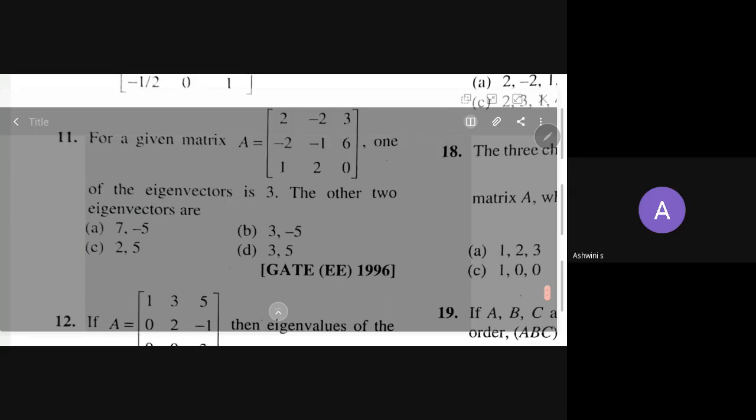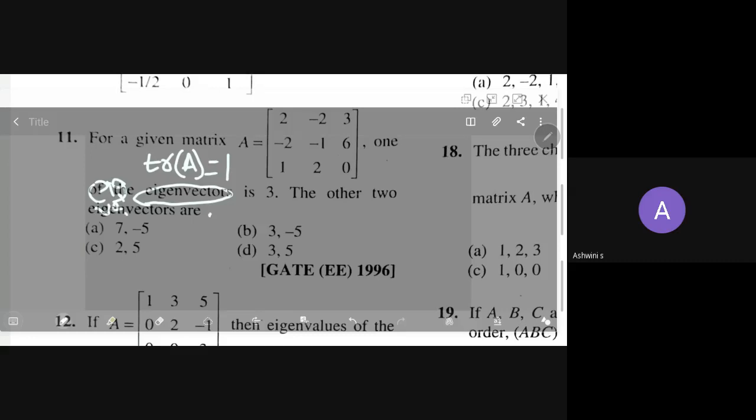Yeah, I will tell. See here. So you have the trace here. The trace has 2 plus minus 1 plus 0. So trace of A here is 2 plus minus 1 plus 0, that is 1. Okay, this is the sum of the eigenvalues. So one eigenvalue is, this is not eigenvector, this is eigenvalue. Okay, one eigenvalue is 3, already it is given.